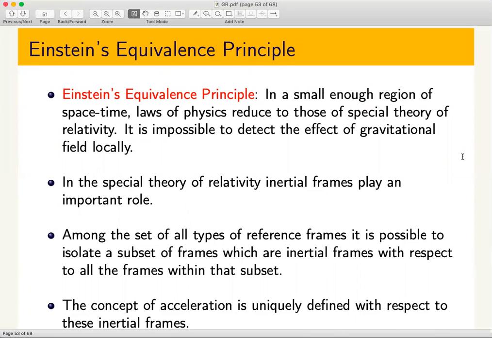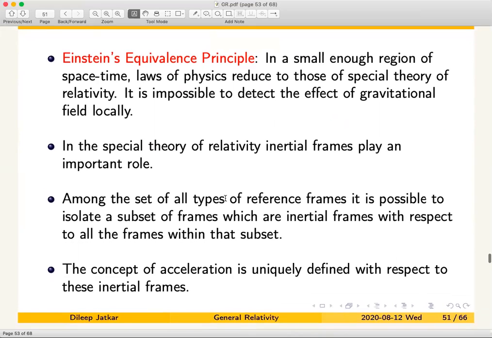Now remember that in special theory of relativity, various things were not part of the discussion. One of them was gravity itself. Second, there was very little discussion about accelerations, for example. Most of the discussion was concentrated on inertial frames. So inertial frames play a very important role in special theory of relativity.